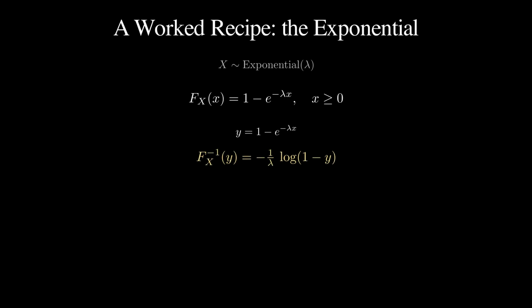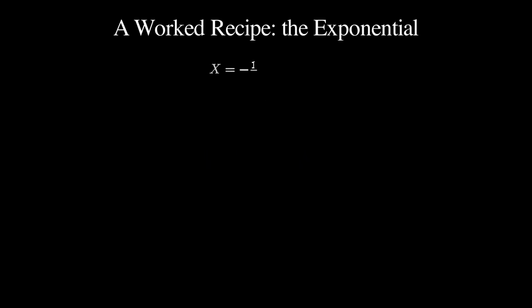Target an exponential random variable with parameter lambda. Its CDF is 1 minus e to the minus lambda x for x at least 0. Inverting is algebra. Set y equal to the CDF, solve for x, and out comes F inverse of y equals minus 1 over lambda times the log of 1 minus y. So the generator is one line: x equals minus 1 over lambda times the log of 1 minus y.